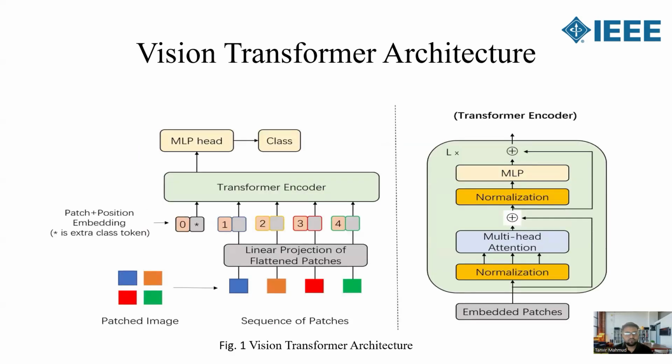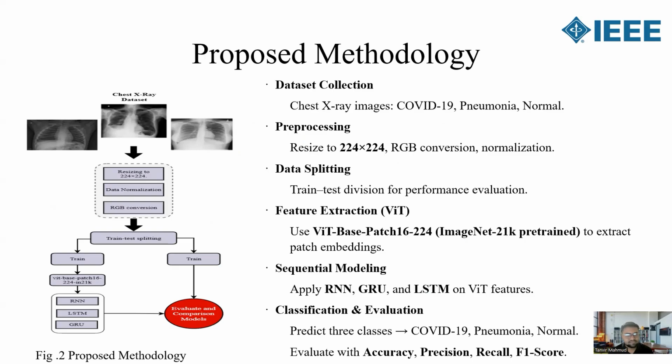This is the block diagram for the model that we are going to propose. Let's jump into the proposed methodology. This slide shows the overall workflow of my proposed method. First, chest X-ray images were collected for three classes: COVID-19, pneumonia, and normal, from various open datasets.